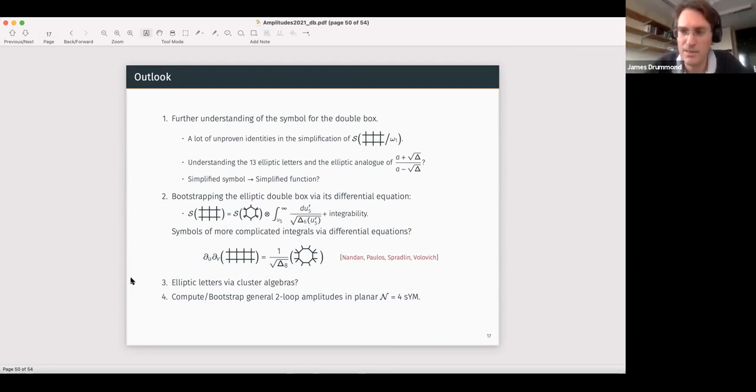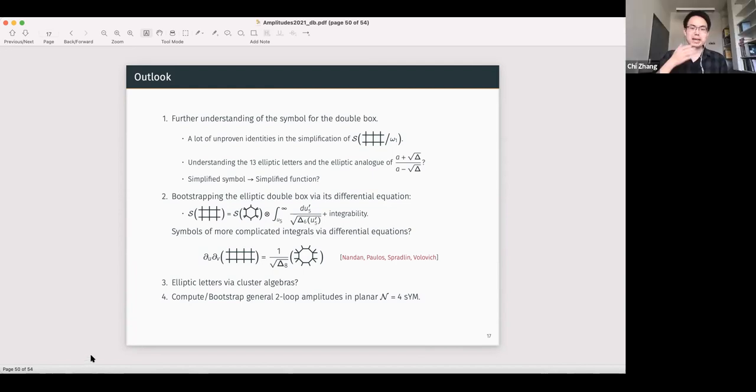I have a question about the final answer for the double box integral. Is it clear from your formula or from the result that if you take the limit, say in the dual picture where you take two legs together, all the elliptic stuff drops out? Or do you have to do lots of work to see that you can actually rewrite it as polylogs?